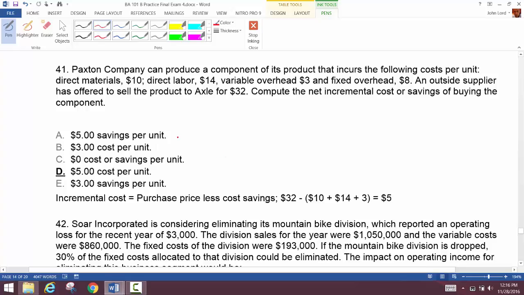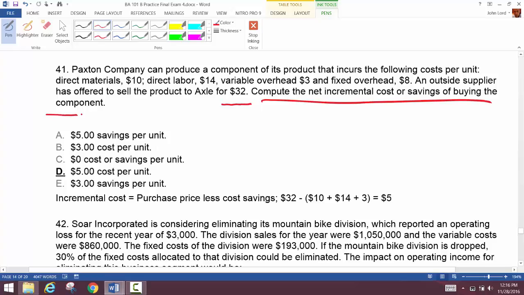Number 41. This is the last one we're going to do. Paxson Company can produce a component of its product that incurs all the following costs per unit: direct materials, direct labor, variable overhead, fixed overhead, and we say an outside supplier has offered to sell the product to Axle for 32. Compute the incremental cost or savings by buying the item.